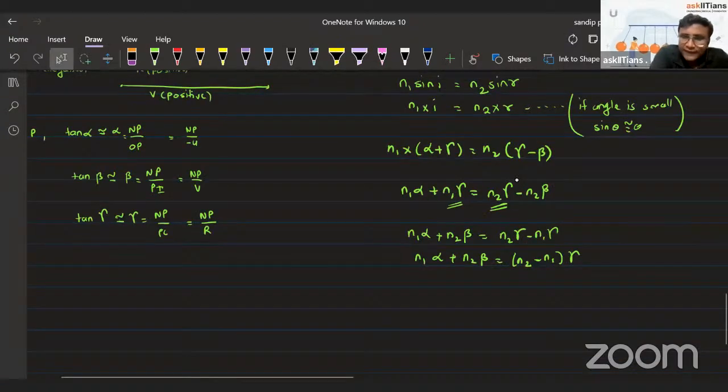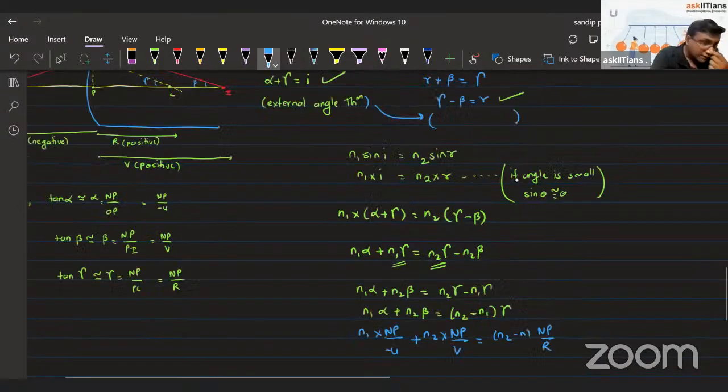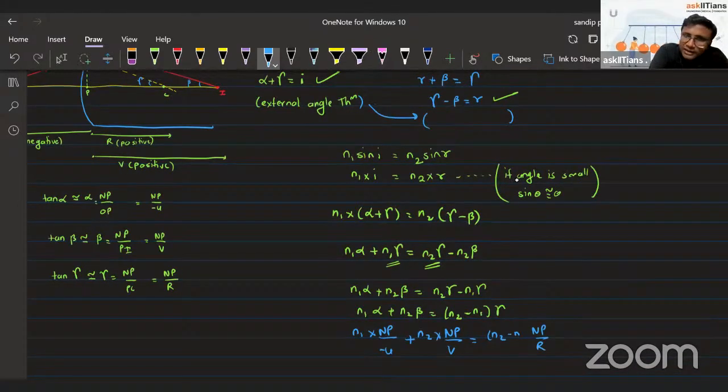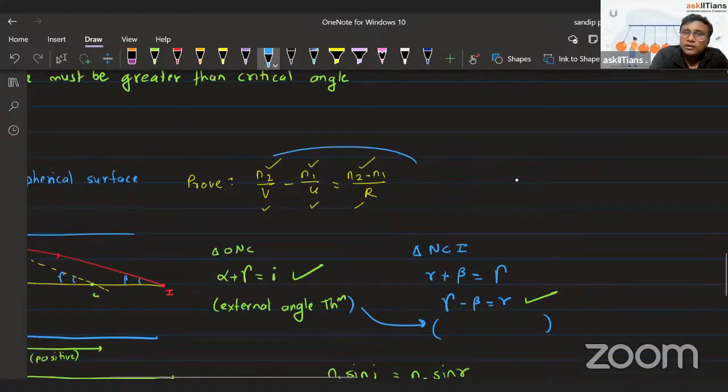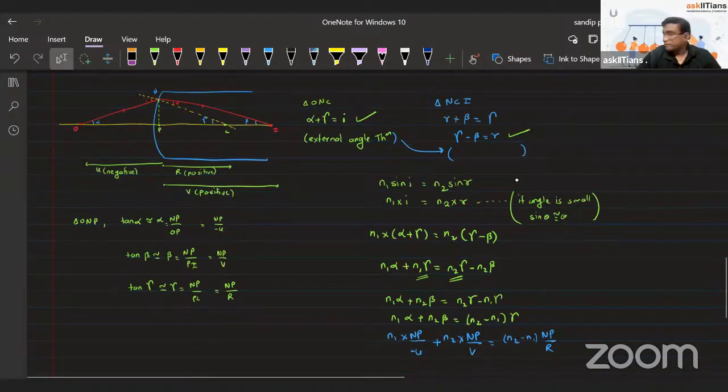Okay. So N1 into alpha plus N2 into beta, beta is NP upon V, is equal to N2 minus N1 into gamma. Gamma means NP upon R. So solve this one and let me know whether you get the same result which we need to prove. Let me know if there's any doubt here.